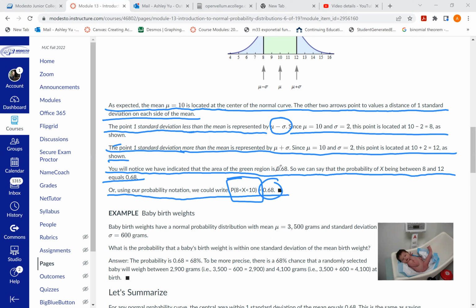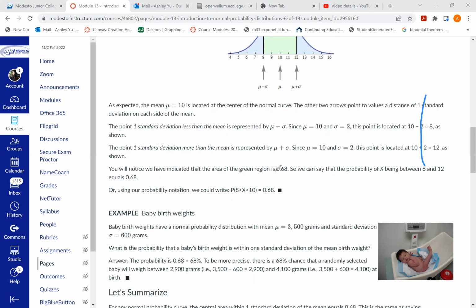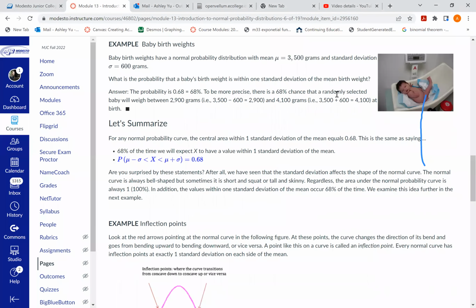Now let's move down a little bit. Now we're going to look at an example with baby birth weights.